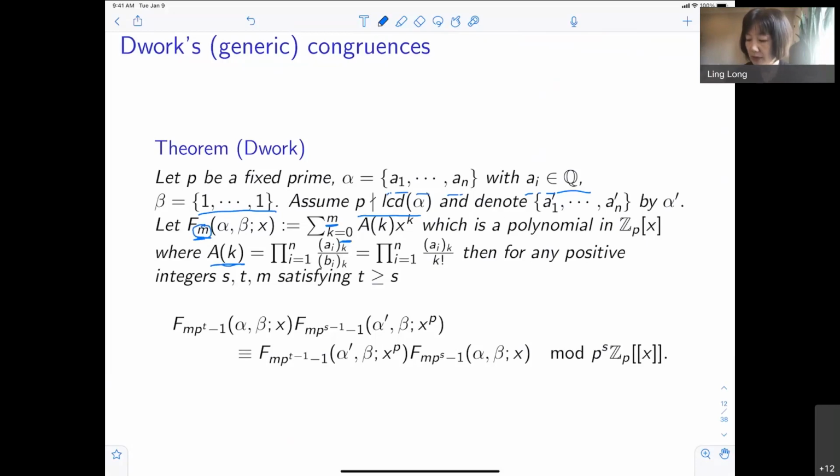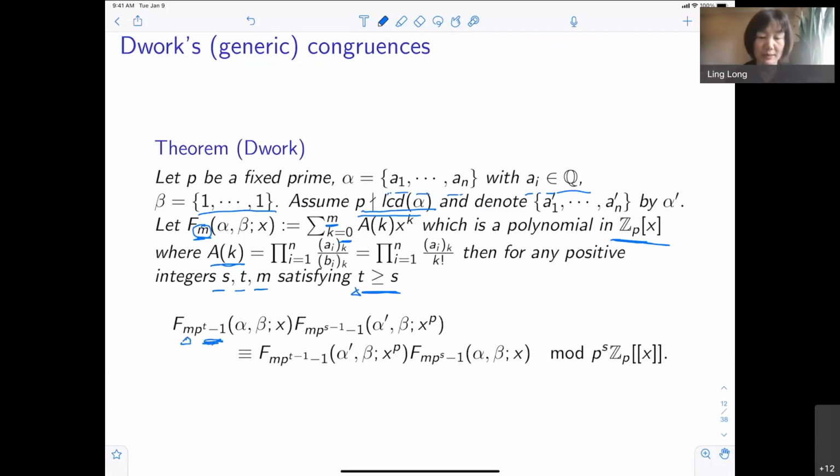So what you get essentially for each of them is a polynomial. And under the assumption that p does not divide the least common denominator, this is a polynomial with coefficients in Z_p. And what he said is, if you are going to put together any integer s, any integer t, and m, as long as the exponent t is greater than or equal to s, if you look at the combined truncated sum, the truncation occurs at m, which gives you additional freedom. This is the power p, corresponding to the characteristic of the residue field, raised to the t power, and you subtract 1.